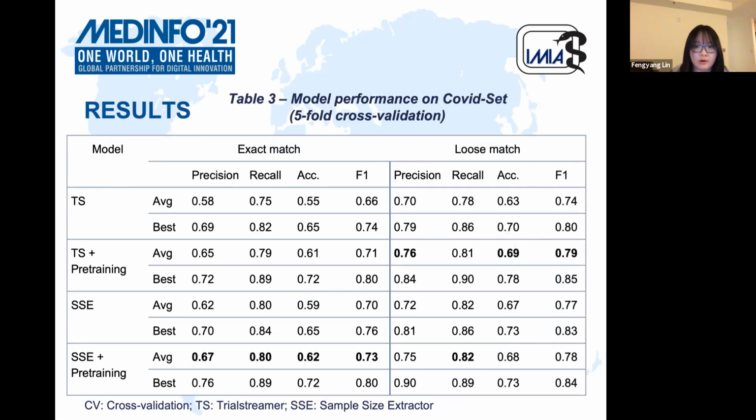More generally, we perform cross-validation, as mentioned, on both the COVID sets and the general sets. So for COVID sets and for the exact match level, the best average test F1 score is 0.73, and the best precision and recall are 0.67 and 0.8 respectively. Note that this was achieved by using our sample size extractor with pre-training weights from the EBM-NLP corpus. And we could also compare among models that have pre-training or do not use the pre-training weights. It shows that using the pre-training weights could improve the model performance.